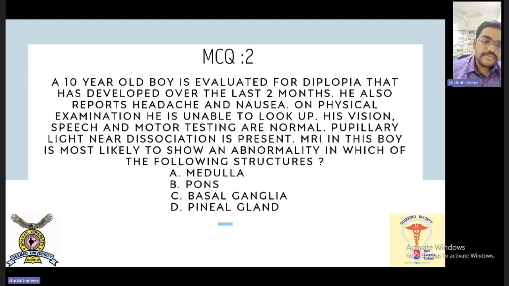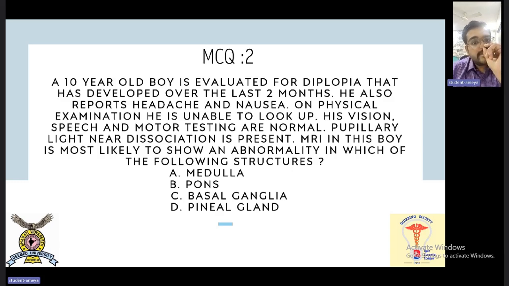Moving on to question number 2. MRI in this boy is most likely to show an abnormality in which of the following structures? A. Medulla, B. Pons, C. Basal ganglia, D. Pineal gland. Okay, so all options are basically parts of the brain only.